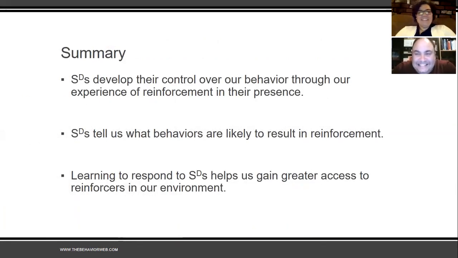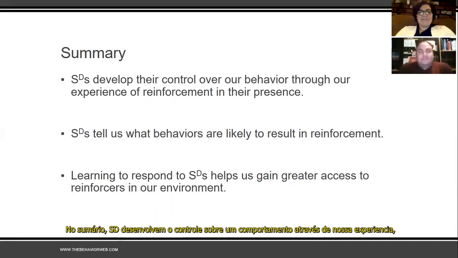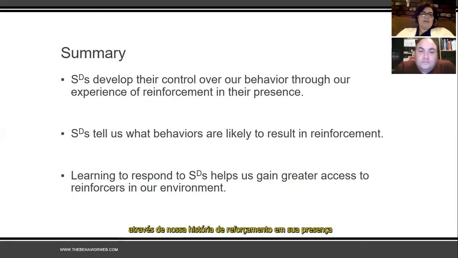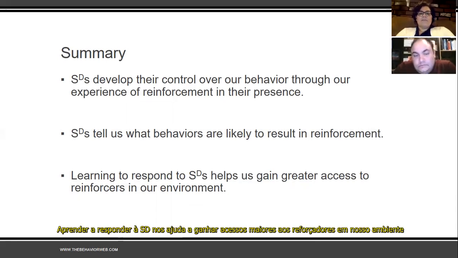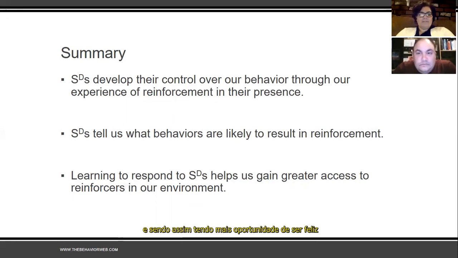For sure. So, in summary, SDs are developed, and they develop control over our behavior through our experience, through our history of reinforcement in their presence. And SDs tell us what behaviors are likely to result in reinforcement. Learning to respond to SDs will help us gain greater access to reinforcers in our environment and ultimately have more opportunity to be happy. That's right.